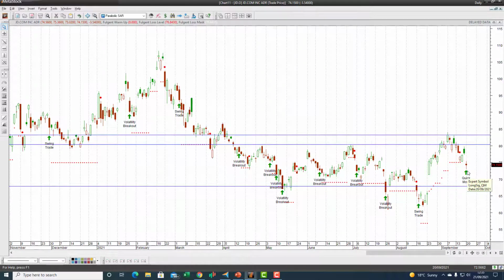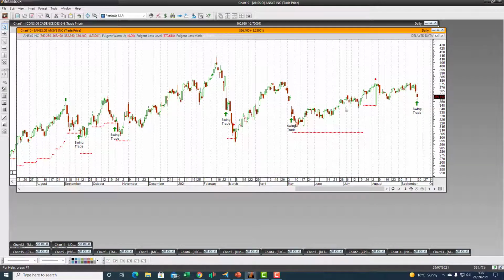Now, the quick move is a quick trade. It's in on the next day after the signal, out on the 3rd or 4th day, and you can just move your trailing stop loss up. So that's JD Sports ADR. JD.O is the ticker there, depending on whether you're on the Reuters platform or not.